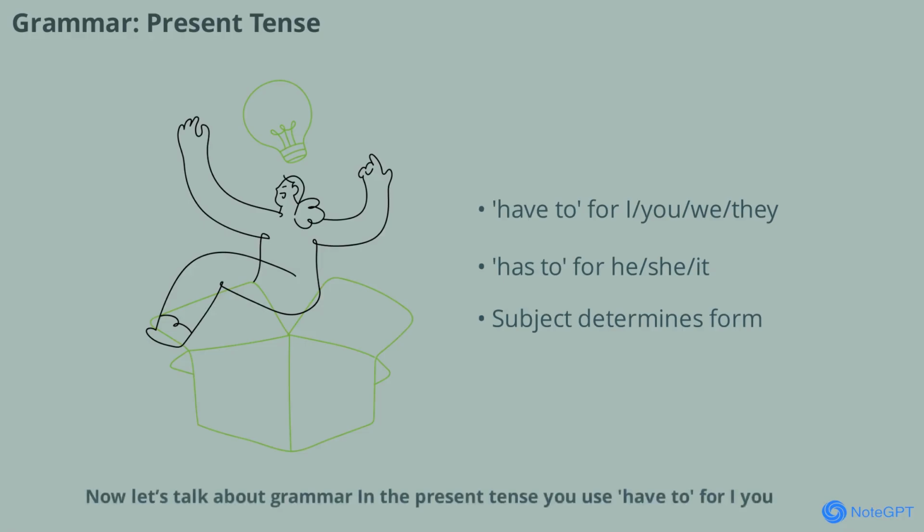Now let's talk about grammar. In the present tense, you use have to for I, you, we, and they. For he, she, and it, you use has to. For example, he has to finish his homework. This small change is important for speaking and writing correctly. Remember, the form depends on the subject. Using the right form helps your English sound natural and clear.